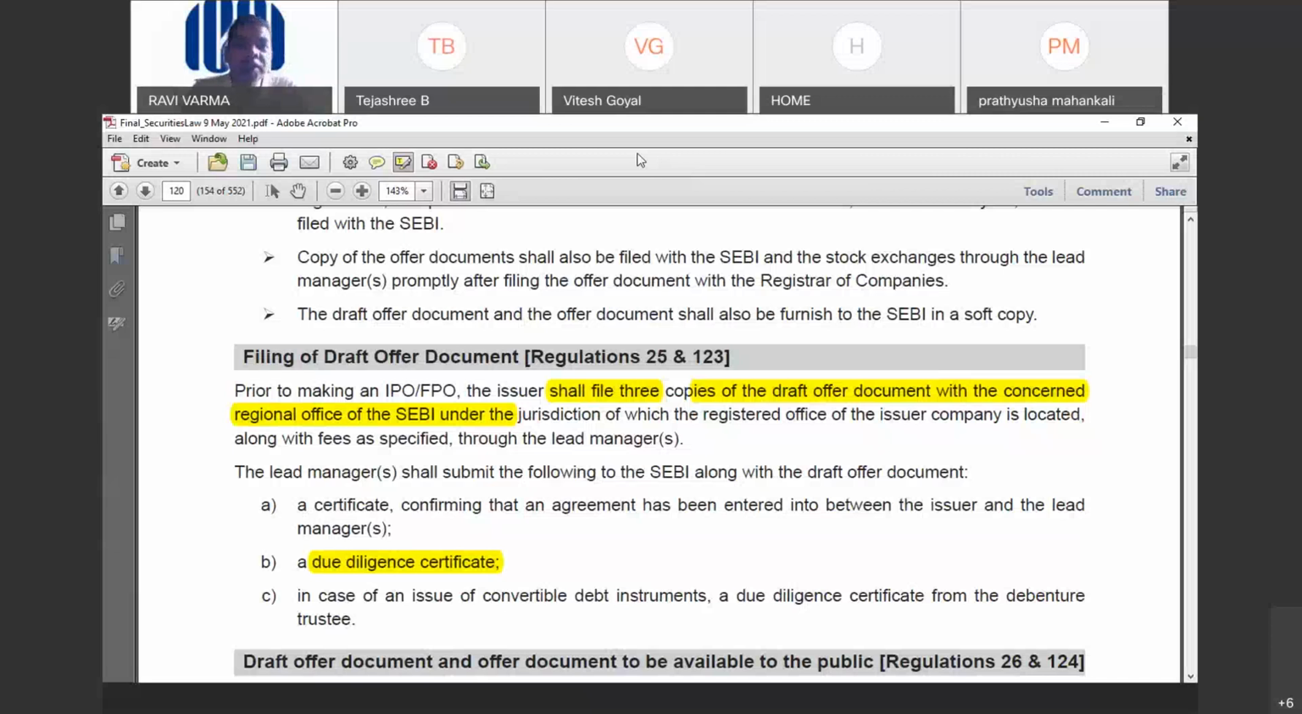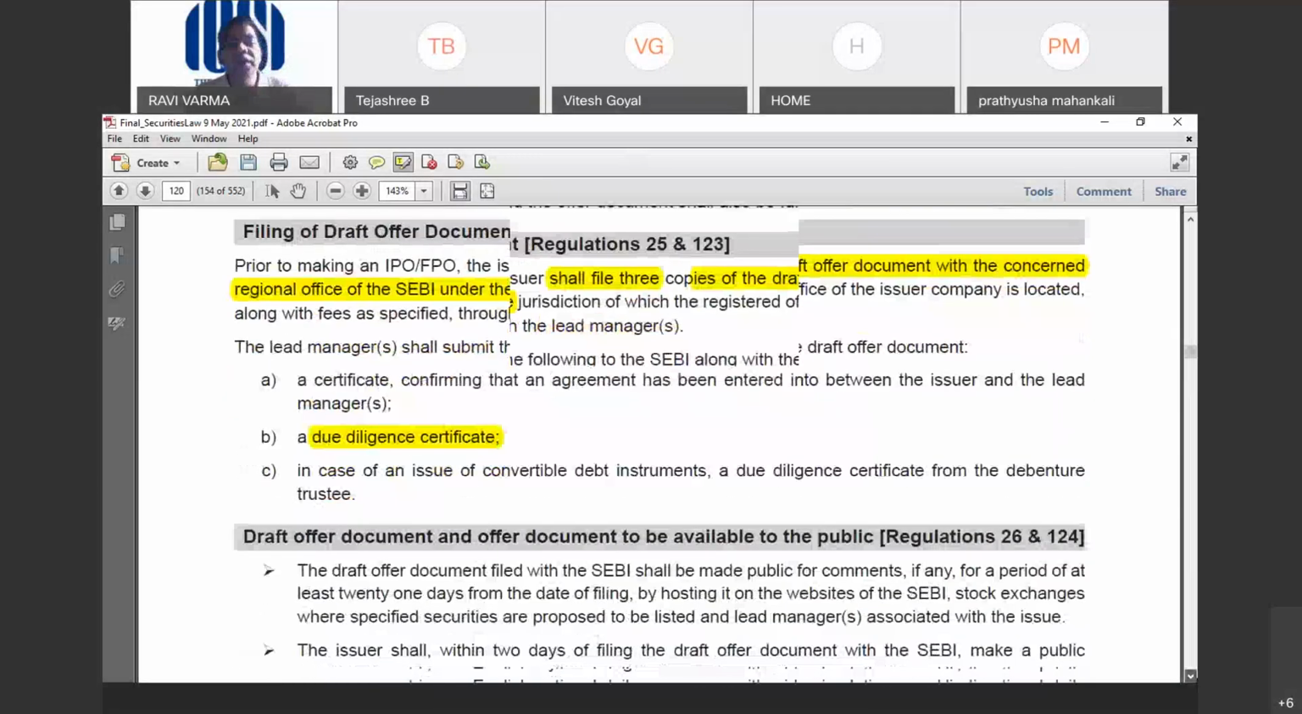So all this due diligence certificate, that everything is okay, will be given by the merchant bank. So that when SEBI goes through the letter of offer or the draft document, SEBI will think of it, whether to give the clearance to the company or not. Right? And it will be available in the public domain for 21 days.